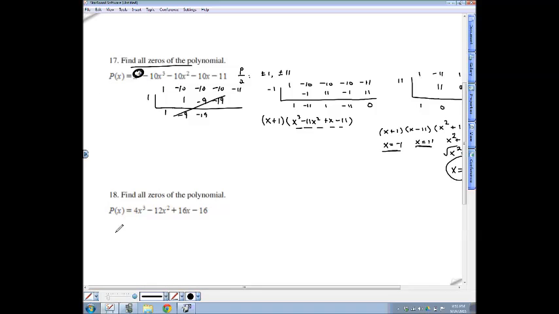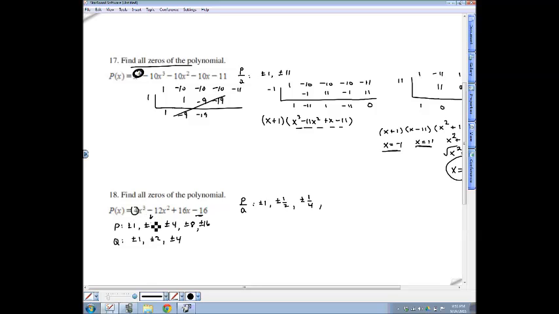Okay, number 18 here. The values of p are the factors of the constant, so it's plus or minus 1, 2, 4, 8, and 16. The values of q in this case, since q is equal to 4, are plus or minus 1, 2, 4. So p divided by q, if we take the first value of p and divide it by all the values of q, we're going to get plus or minus 1. That's from 1 over 1. Then 1 over 2, plus or minus 1/2. 1 over 4 is plus or minus 1/4.